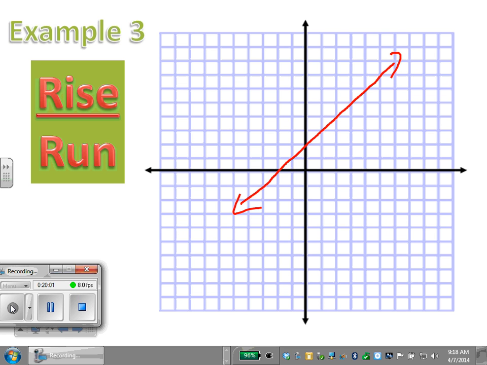Does anybody want to offer me an answer? Somebody that has not talked to me today. Taylor. She thinks 1. Agree or disagree, Sean? Disagree? What does Sean get? I got 1/2. 1/2? Okay, what does Wesley think? Okay, what does Levi think? You got -1? Let me ask you this. Is our graph moving up or is it moving down?